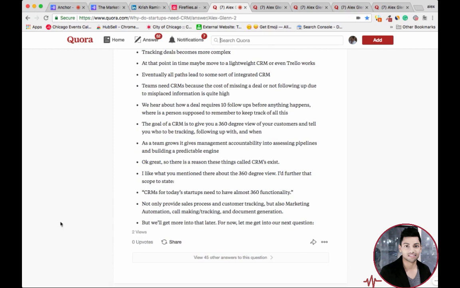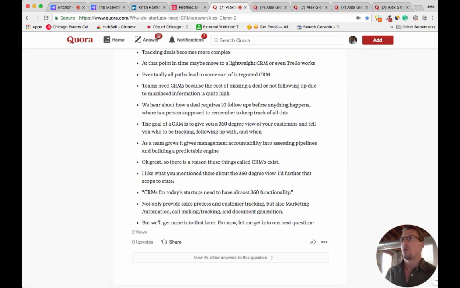That's something I believe, because when I talk about integrated, I mean a CRM that helps you route data from siloed sources and applications where you're interacting or talking to your customers. So as a team grows, CRMs give management more accountability, details into assessing pipelines, and eventually building a more predictable sales engine. But to do this at scale, they'll need to start automating some of these processes so that their reps aren't spending all that time just entering data in their CRM.